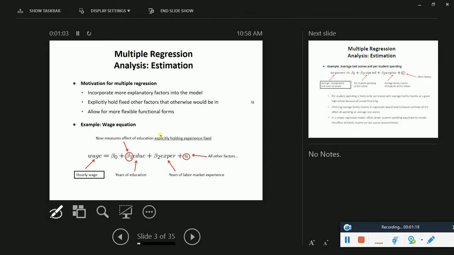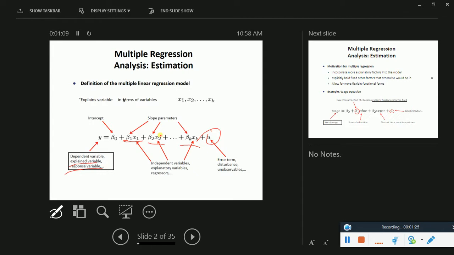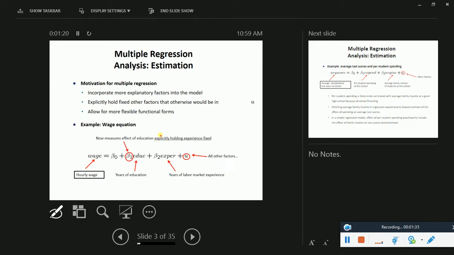So, the motivation for multiple regression. Now we have multiple explanatory variables. In the simple regression model, we were only considering one explanatory variable, like how wage is affected by different factors. Now we have multiple. The main reason for multiple regression analysis is to include as many explanatory factors in the model as possible.